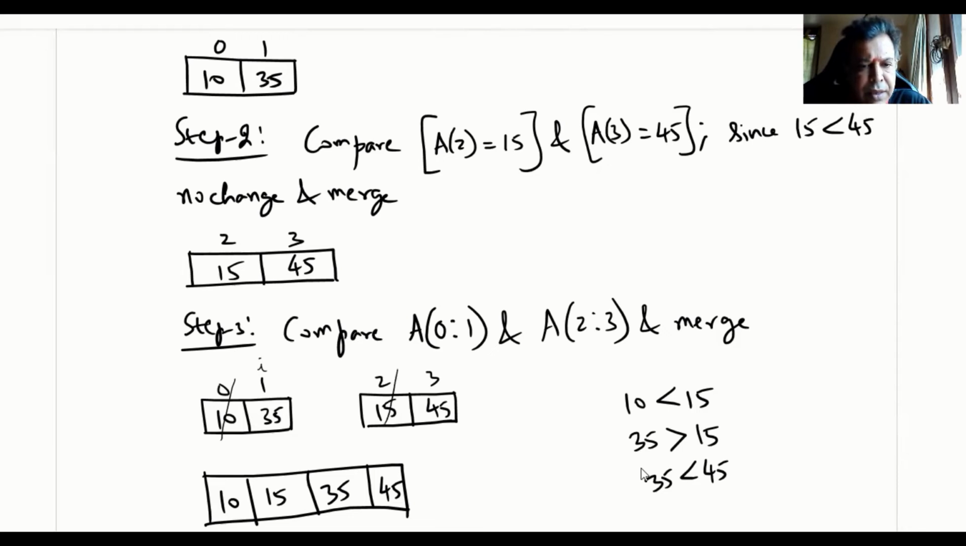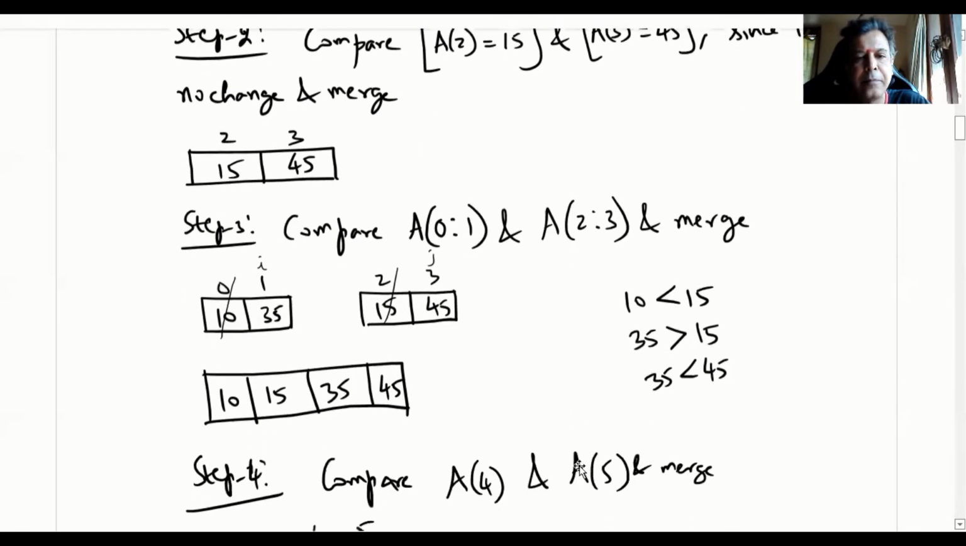And this we consider generally as A. This position will be considered as J, and that J will be incremented and it will move on here. Now this 35 will be compared with 45, and we notice that 35 is lesser than 45. So 35 is written first in the array, and then 45 is written. So this is also done.